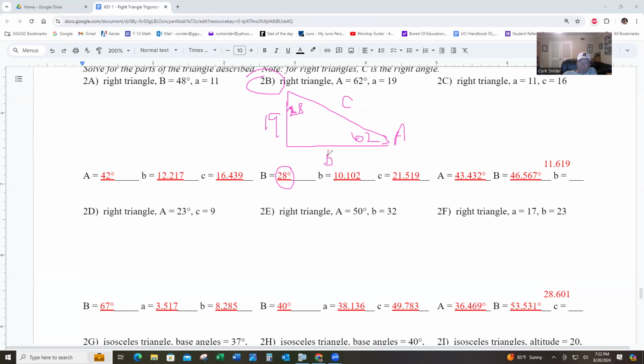You have options. I'll choose the tangent of 28 degrees. You have other choices; this is only one way. The tangent of 28 degrees equals the opposite, B, over the adjacent. Okay, opposite over adjacent. So I'm just going to go the tangent of 28 times 19, and I should get B.